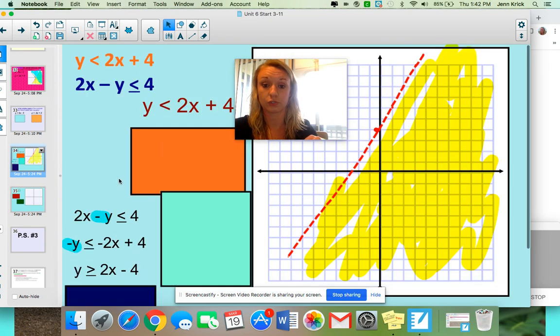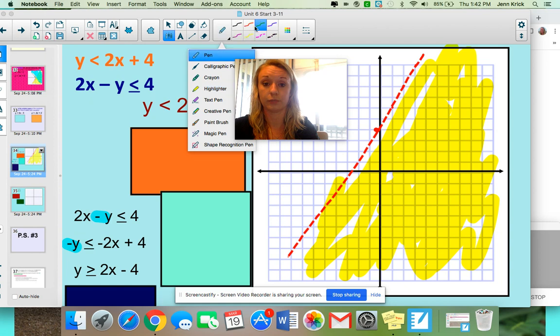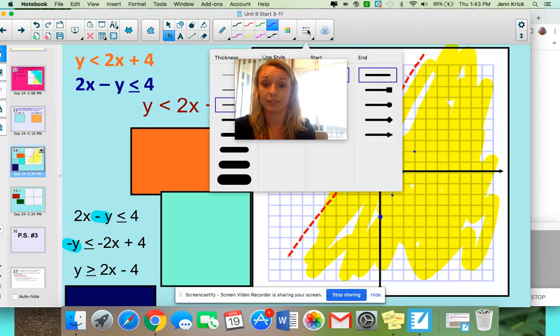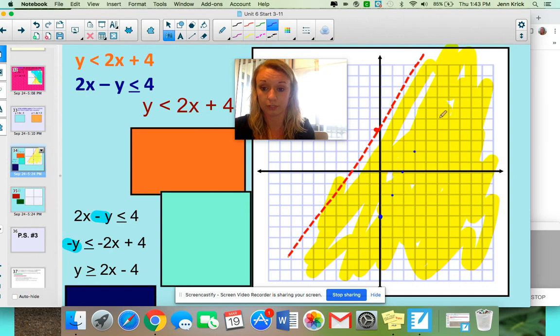All right, so now let's go graph that. Now you're good to go. Now you're in slope-intercept form. All right, so I'm starting at negative 4. 1, 2, 3, 4. And I'm going to apply my slope of 2. So I go up 2 over 1, up 2 over 1, up 2 over 1. And this one will actually be a solid line because it's greater than or equal to. So here I am.